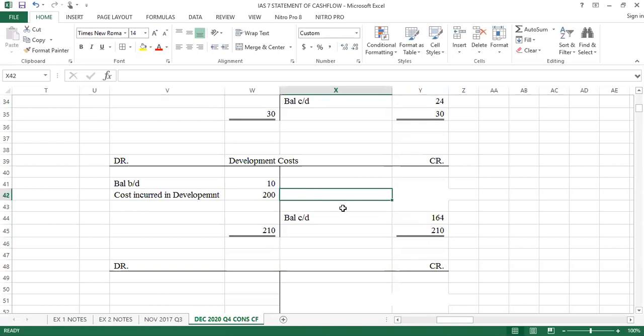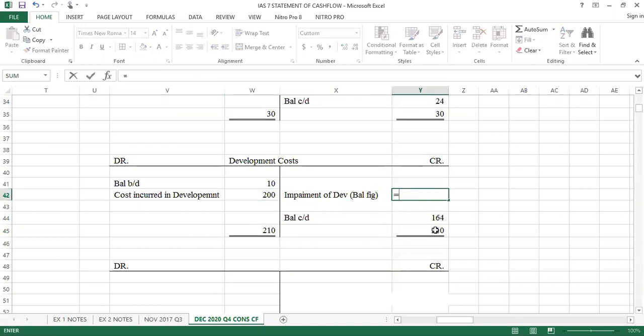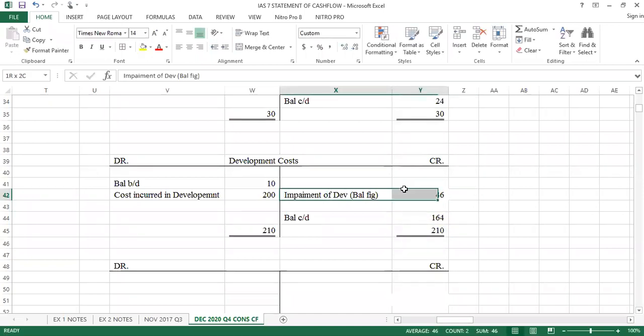The balancing figure will be the impairment because they are not the same. Impairment of development cost is also a balancing figure. So don't forget this 200 you are given in the question. This one is equal to 210 minus 164. It gives you 46.